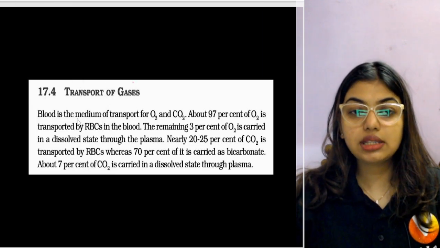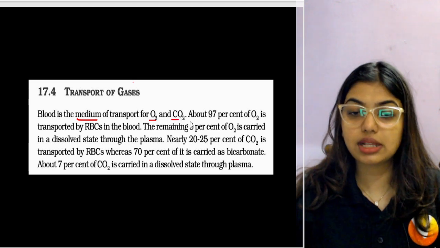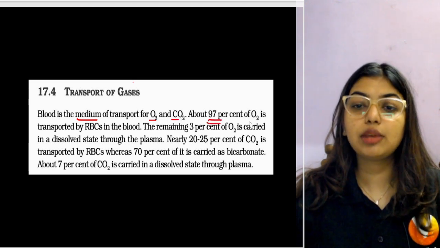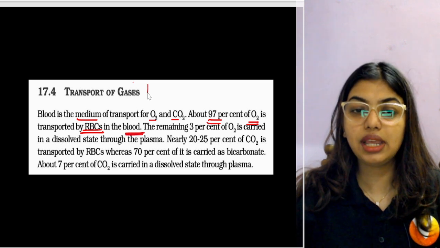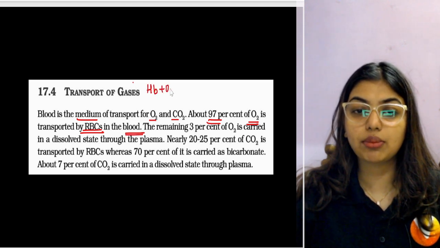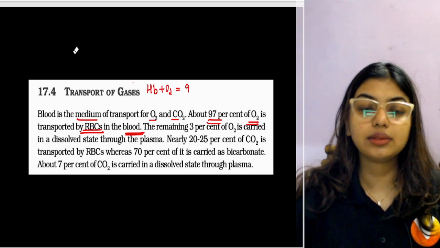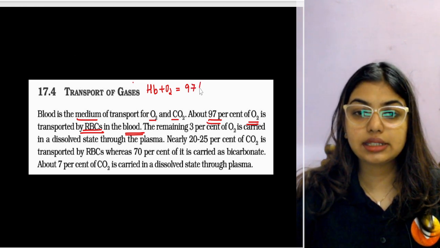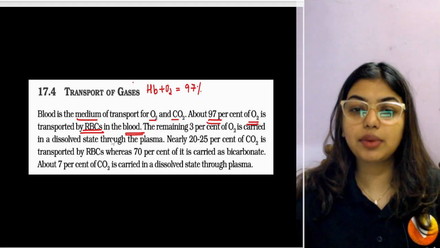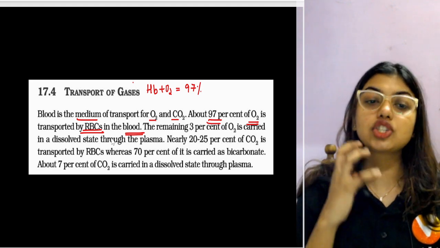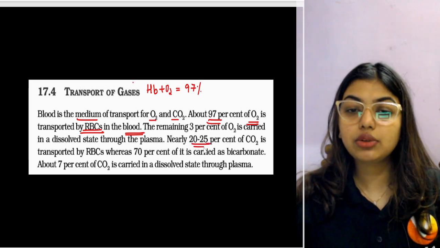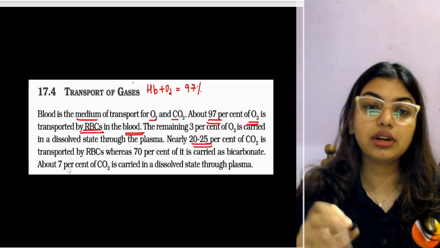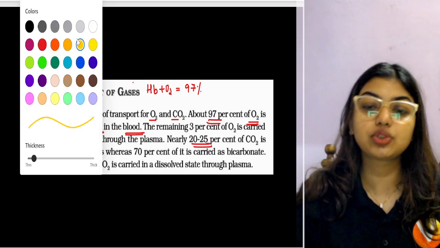So look here, blood is a medium of transport for oxygen as well as carbon dioxide. About 97% of the oxygen is transported by RBCs in the blood. That means simply hemoglobin plus oxygen complex. Now the remaining 3% of the oxygen is carried in dissolved state through the plasma. So I told you, dissolved in the plasma. Nearly 20 to 25% of carbon dioxide. Now here, when you talk about carbon dioxide, it's a different story by itself.